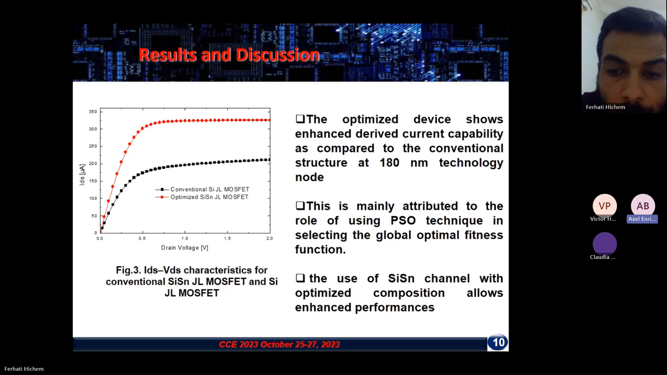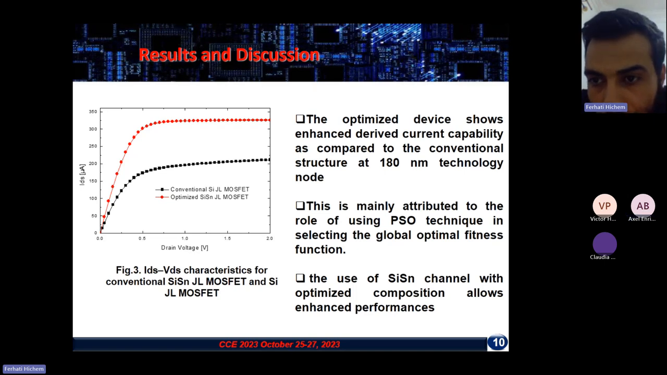And does this device have short channel effects? No, the short channel effects are not included in this device because of the use of the 118 nanometers technology node. So the idea is to fix the geometry of the device at the technology node of 118 nanometers, which shows excellent performances. And this technology is practically the way to use the technology for the elaboration of integrated circuits. So for this purpose, we have fixed the geometry at 118 nanometers, where the short channel effects are not pronounced.